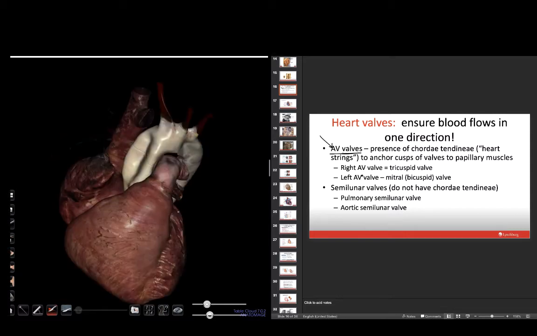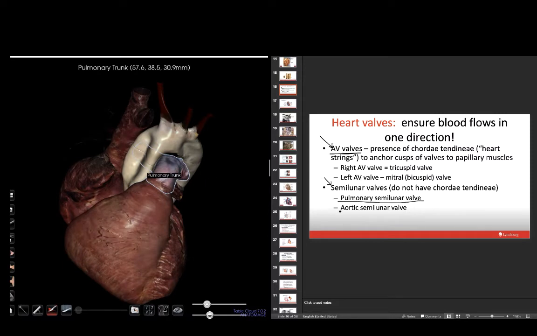Our second set of valves are the semilunar valves. And so these are valves that are going to be found between the ventricles and the vessels that are leaving each ventricle. We have 2 semilunar valves. They act as a pair, and they are called the pulmonary semilunar valve, that's located between the right ventricle and the pulmonary trunk.